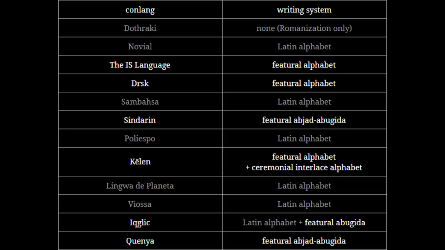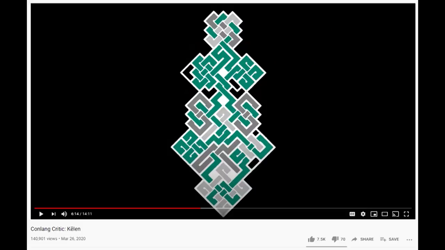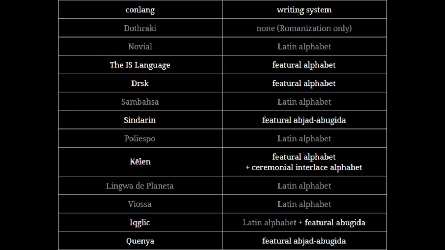Of the other six, all six of them have original writing systems that can be described as featural. The only conlang I've reviewed this season that makes use of a non-featural original writing system is Kaelin with its ceremonial interlace alphabet, which, if you recall, is my all-time favorite writing system in any conlang. I'm not saying it's bad to use a featural writing system in a conlang.